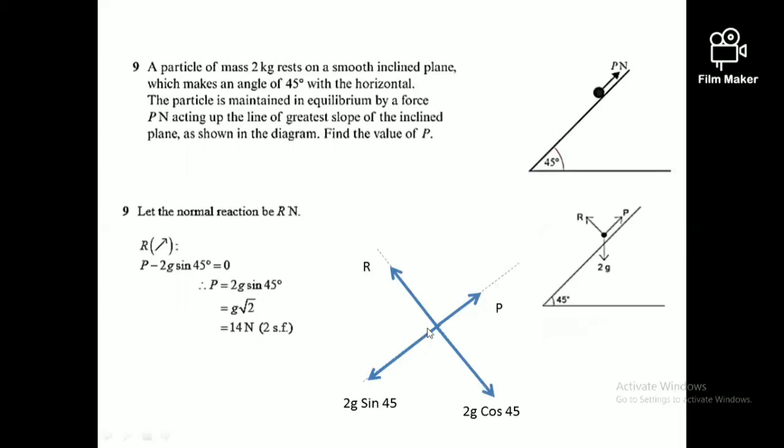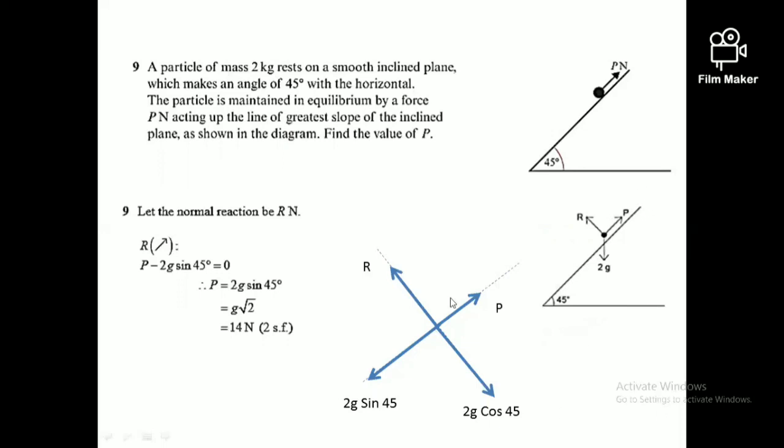If you come up with this question, this is not a very hard question. The particle of mass 2 kilograms, therefore the weight is 2g. Then you can consider the components. If this angle is 45, this component becomes 2g cos 45. This value becomes 2g sin 45 from the components, right?